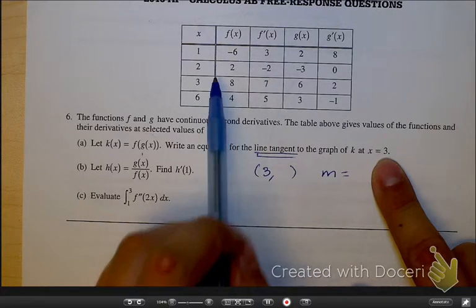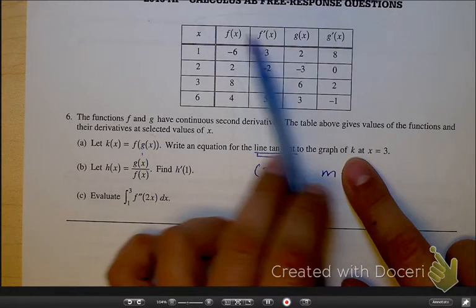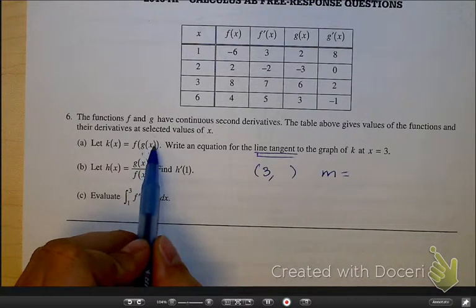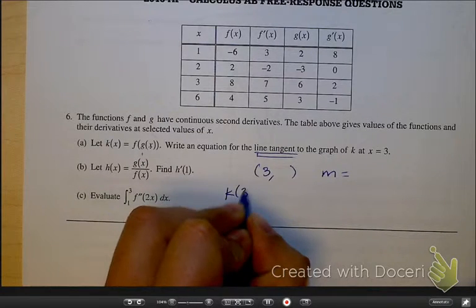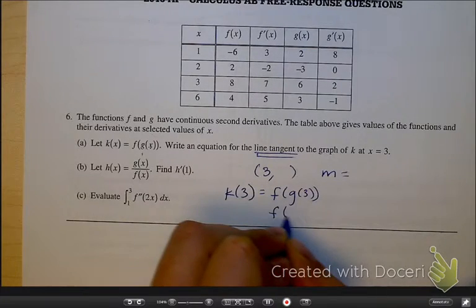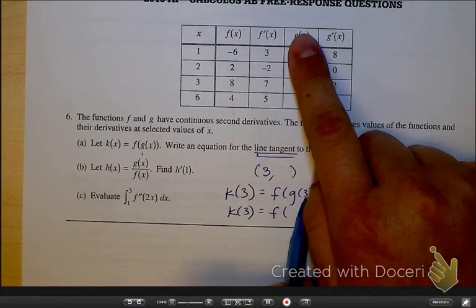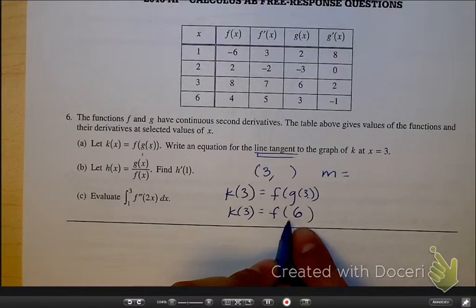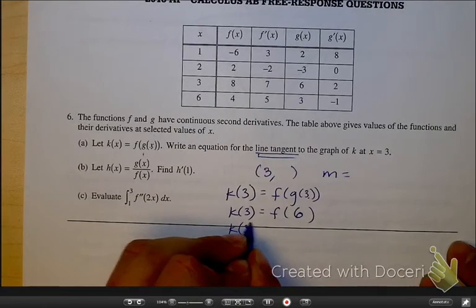We're looking at the graph of k and I don't see a graph of k up here. So to figure out the y coordinate, I need to plug 3 into here. So let me write this down. K of 3 equals f of g of 3. Well, g of 3, if I go to g and I go down to 3, g of 3 is equal to 6. So now I want f of 6. I come over here to f and I go down to 6 and that's equal to 4. Therefore k of 3 is equal to 4.